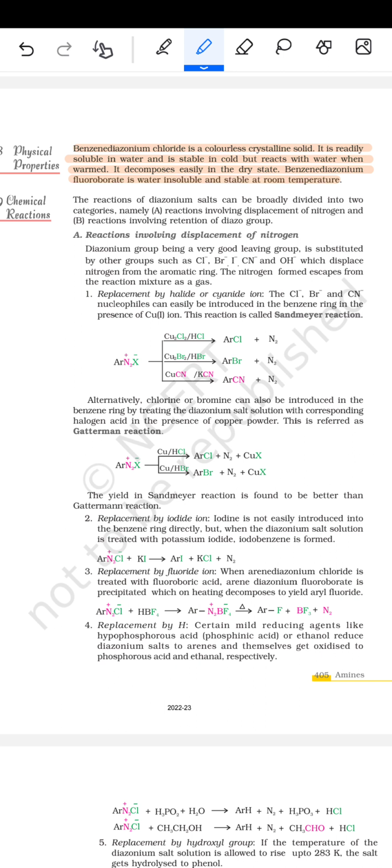फिर chemical reactions है कि the reactions of the diazonium salts can be broadly divided into two categories, namely A, the reactions involving the displacement of nitrogen, and B, the reactions involving the retention of the diazo group.